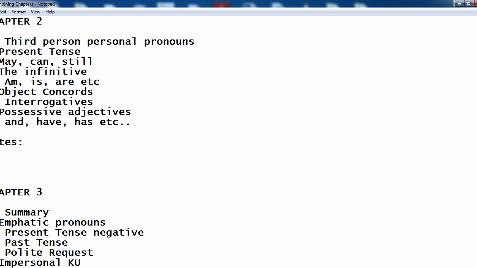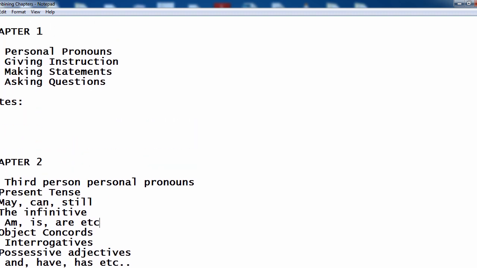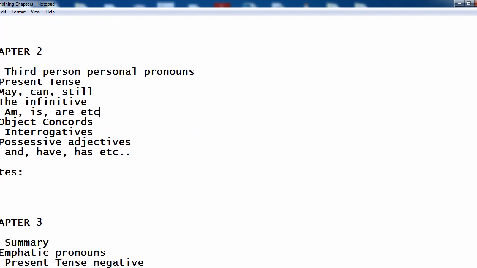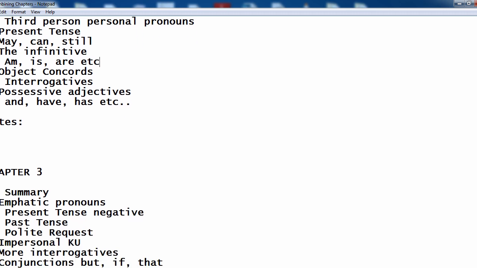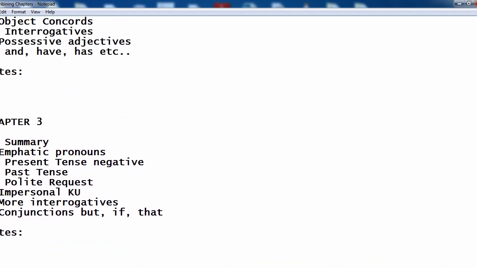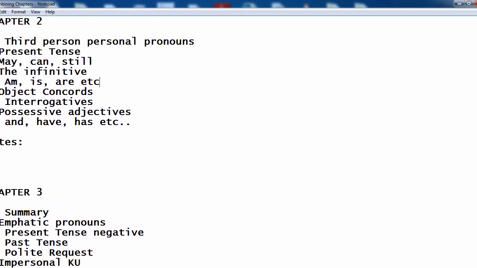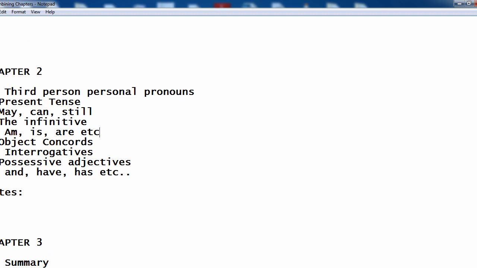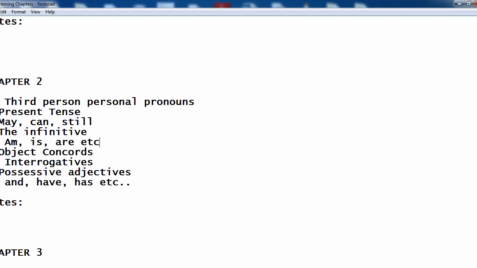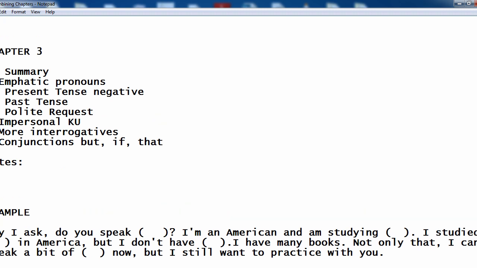Let me see. Personal present tense, possessive, interrogative. Let's see. Interrogatives. Wait a minute. I think it was still infinitive, yeah. Object pronouns, possessive, summary, emphatic pronouns, present tense, past. More. Wait a minute. I thought I put that in here. To be able to do something. I saw that. I thought it was chapter 2. I don't think I jotted that down here. But yeah, being able to do something was in chapter 2. I just forgot to put it down.